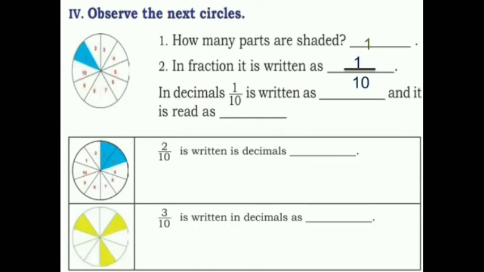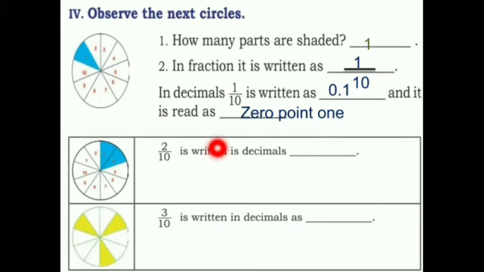Children, next question is decimals. 1 by 10 is written as dash and it is read as dash. Here the numerator is 1 and the denominator has 1 zero. So we should put the point after one digit. We write it as 0.1 and it is read as 0.1.